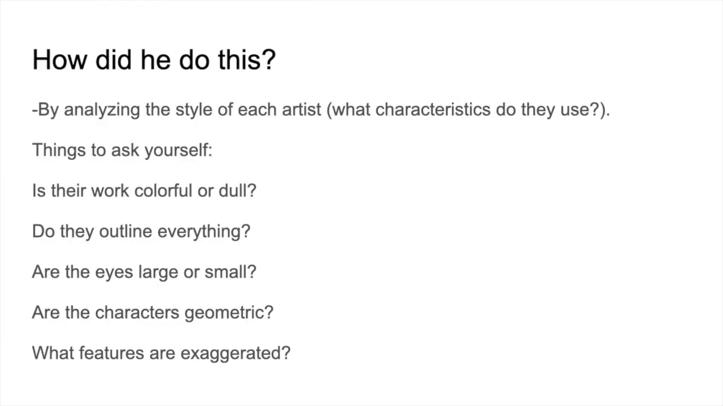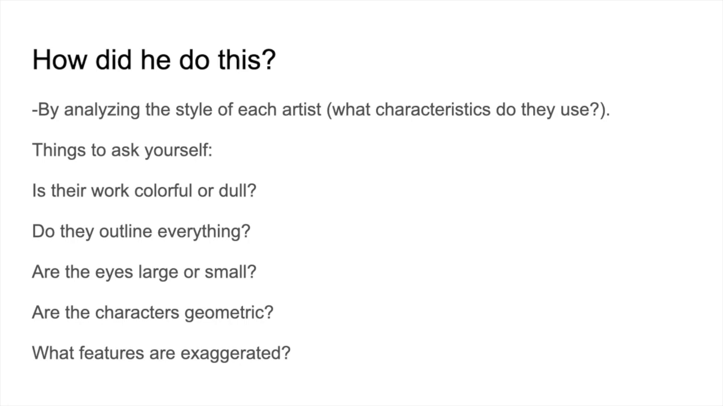How did he do this? So first he had to analyze the style of each artist. So what characteristics do they use in their artwork? It's good to ask yourself, is the work colorful or dull? Do they outline everything? Are the eyes large or small? Are the characters geometric? What features are exaggerated? And you'll start to pick up on things that that artist does in particular that makes you recognize who it was created by.